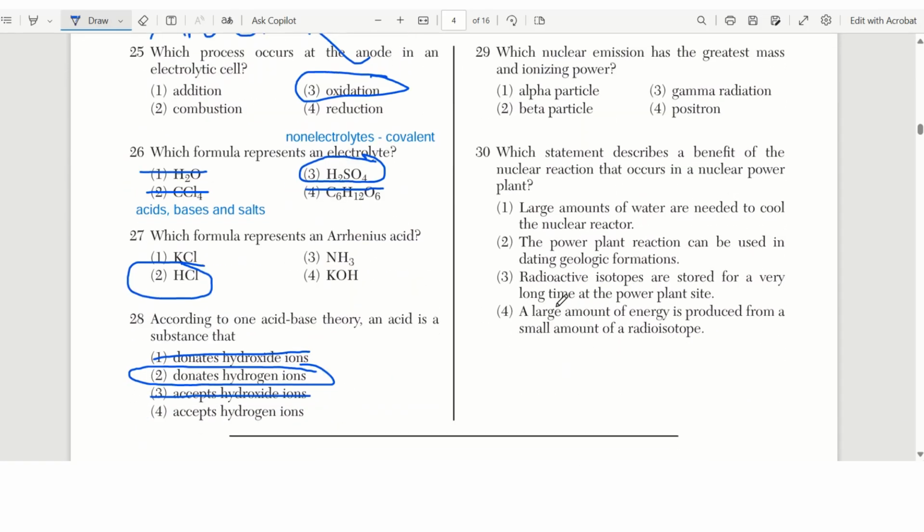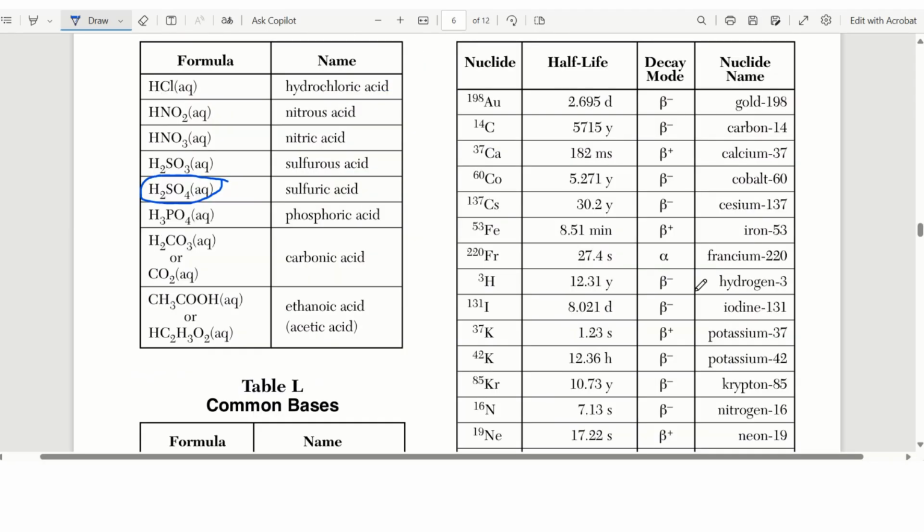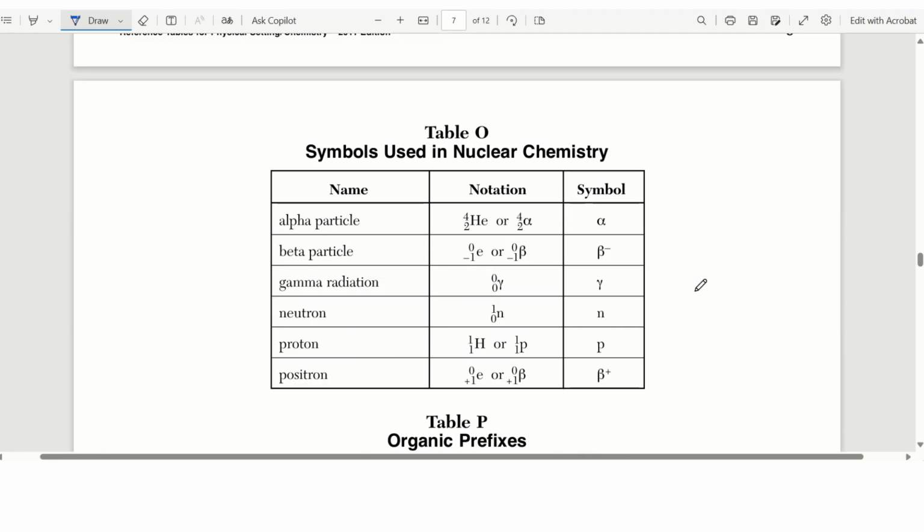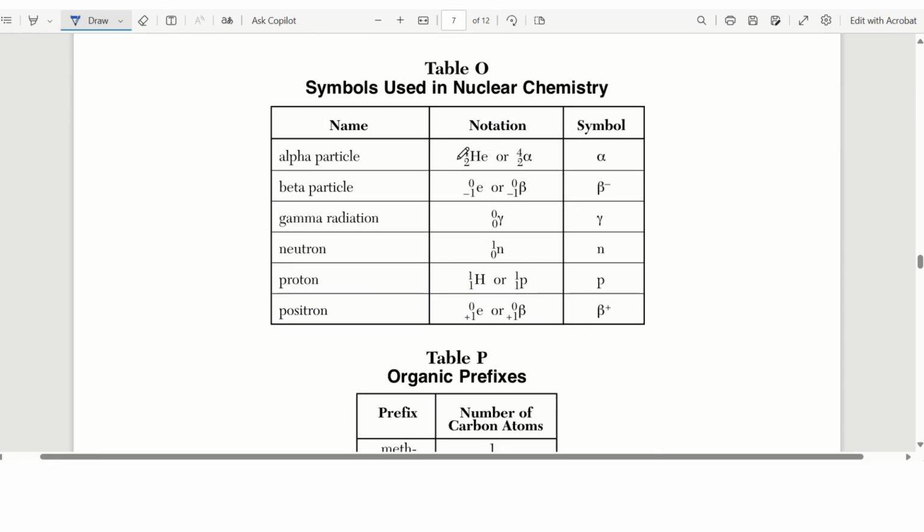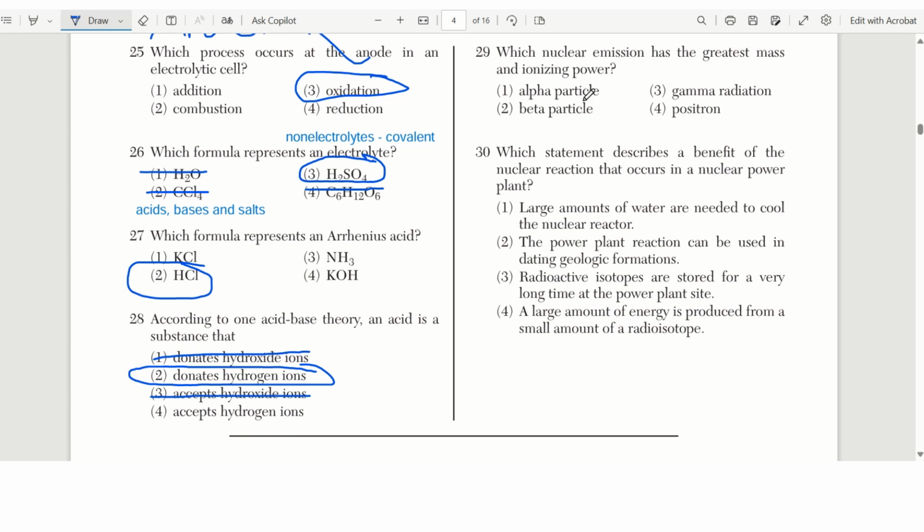Number 29, which nuclear emission has the greatest mass and ionizing power? Again, this is a reference table question, so let's look at table O. If you see the top numbers, the top number is mass, right? So the one that has the greatest mass and the greatest ability to ionize, meaning it smacks into something and can cause an electron to be lost, would be an alpha particle.